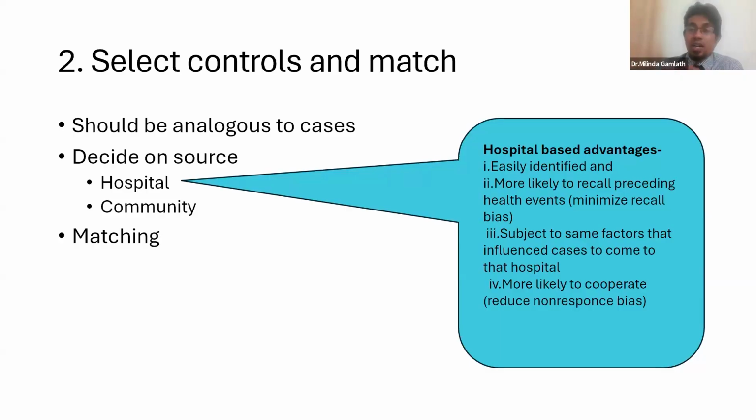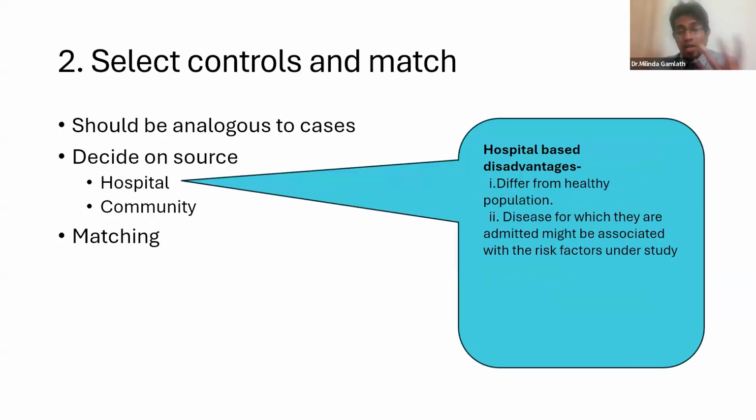So hospital controls have these advantages because they have some other disease. They are more likely to recall certain health events, and they are more likely to cooperate, which is practically the most useful advantage. And going on to their disadvantages, they are quite different from a healthy population. So the findings might not be valid sometimes, and the disease they might have might be associated with the disease you are investigating as well.